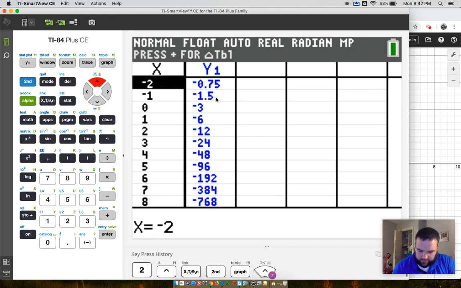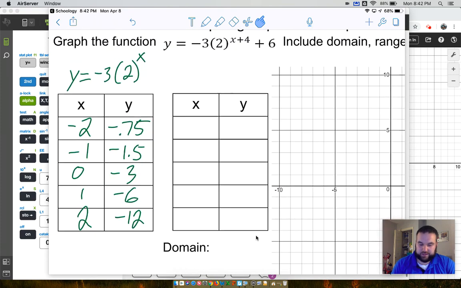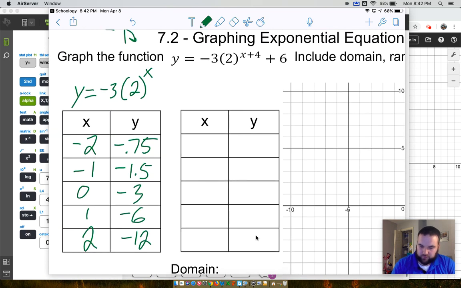But they are getting larger from negative 1.5 to negative 3 to negative 6 to negative 12. Okay, so this is what I have here. Then I'm going to focus on the translations that we've gone on here. So here I have the plus 4, which is going to move everything left 4, which means the x coordinates are going to decrease. And we'll do it in a different color.